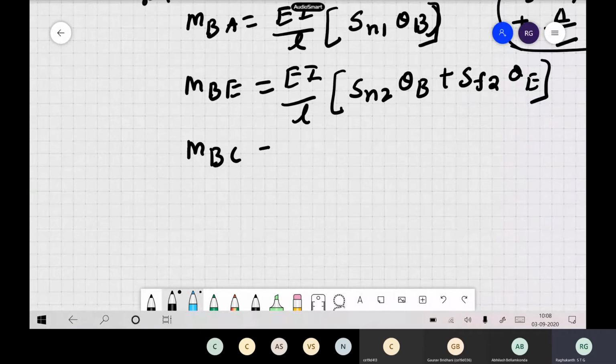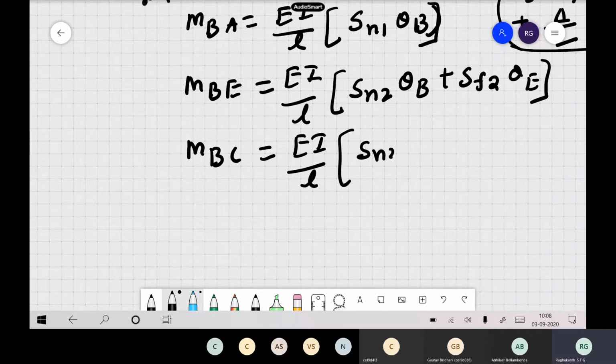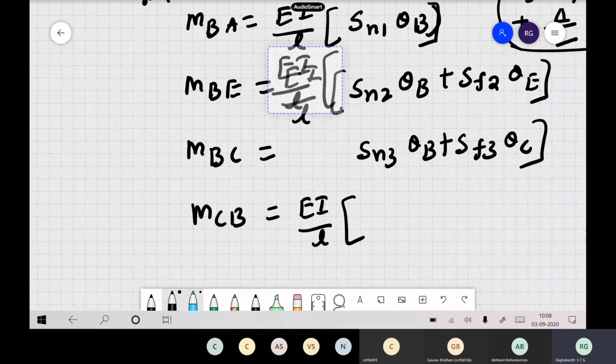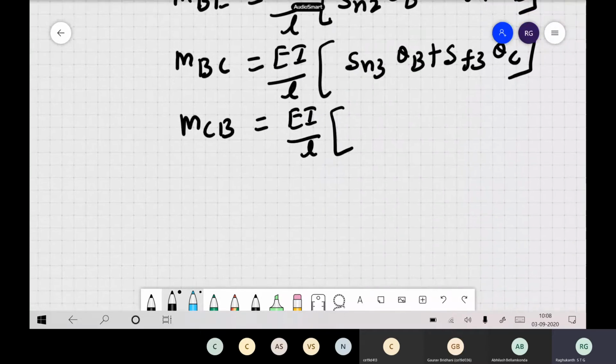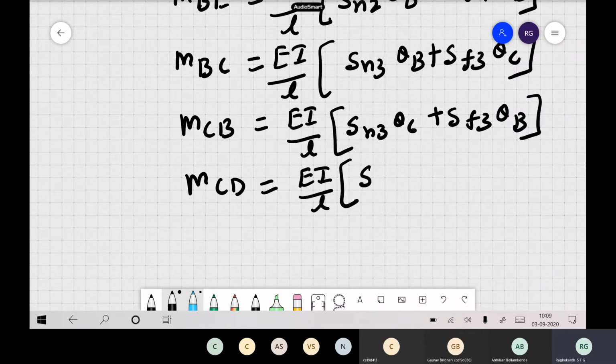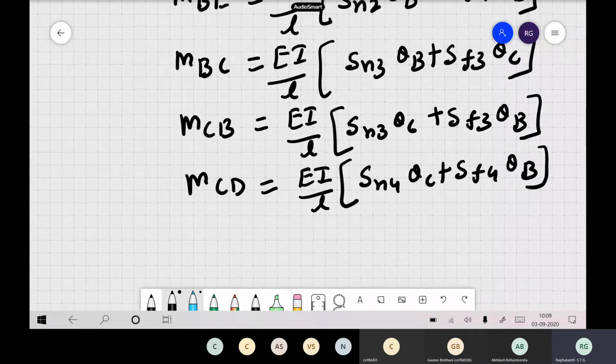So now similarly MBC, this is also a column actually. So this also is EI by L. If you write, you see, S N3 theta B plus S F3 theta C. Now similarly MCB, this also will be EI by L. So S N3 theta C plus S F3 theta B. And MCD, this also if you try to write, EI by L, S N4 theta C plus S F4 theta B. So these are our slope deflection equations.